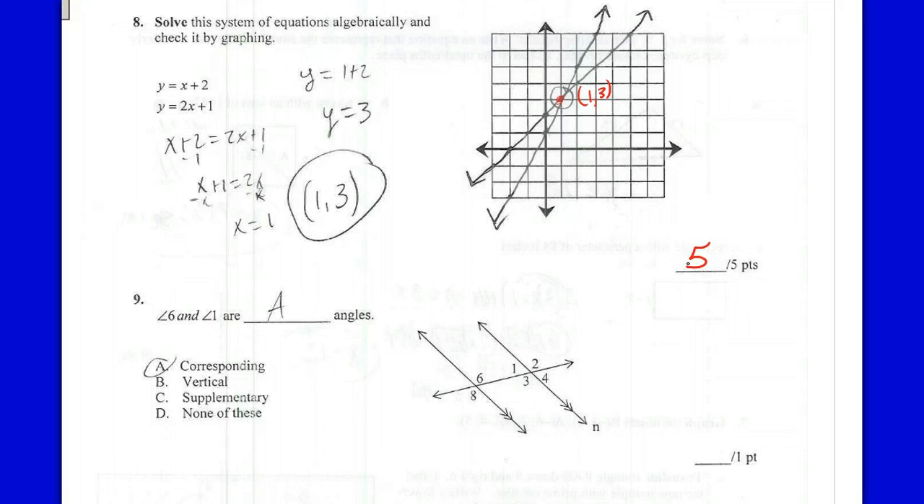Number 9 is asking what kind of angles 6 and 1 are. Now they aren't corresponding. 6 and 2 are corresponding angles, but 6 and 1 actually are same side interiors, but that's not an option here. However, same side interiors, when you add them together, they do equal 180. So the correct answer for number 9 is actually that 6 and 1 are supplementary angles. So we missed out on that one.